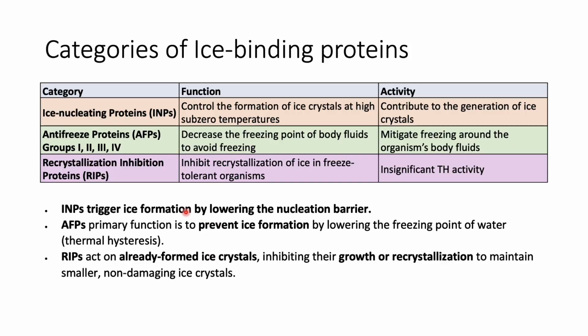One is they trigger ice formation but by lowering the nucleation barrier. The other one is they completely prevent ice formation. The other one, if the ice is formed, they will prevent the growth of the ice crystals. So that is how these three types of compounds behave differently to stop the ice growth.